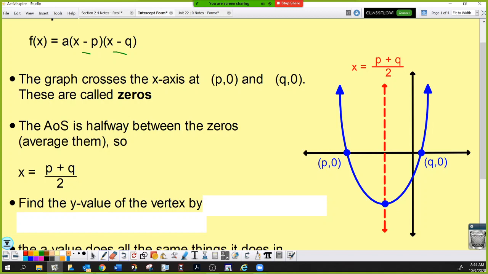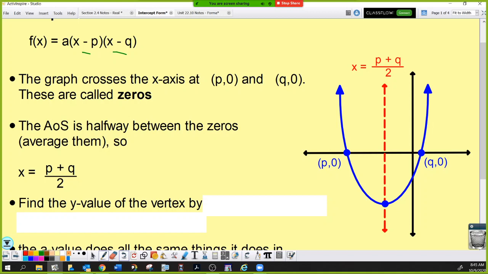Parabolas never change, just the way we write them does. Look, the axis of symmetry still cuts the graph in half. That means it must go through the vertex. That is never going to change. When you know the x value of the axis of symmetry, you know the x value of the vertex, because the axis of symmetry goes through the vertex. So that means my vertex would be (P plus Q) over 2, comma.